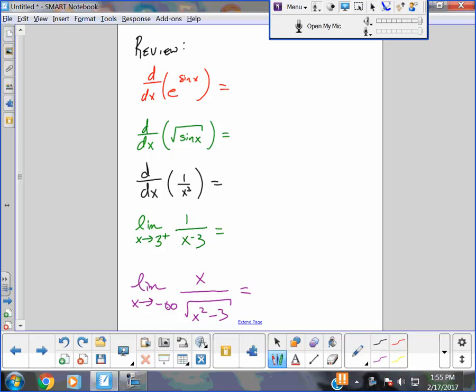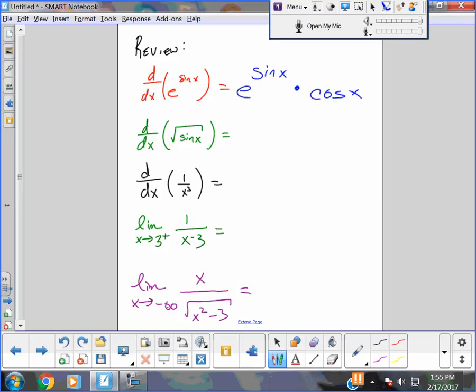So derivative of e to the sine x. The derivative of e to the x, the rate of change, is equal to the function. It is one of the great functions for us. So e to the sine x is e to the sine x, but it's a chain rule. Derivative of sine x is just cosine x. That's the answer. All right.